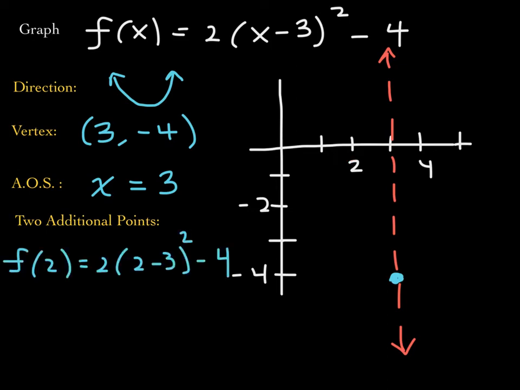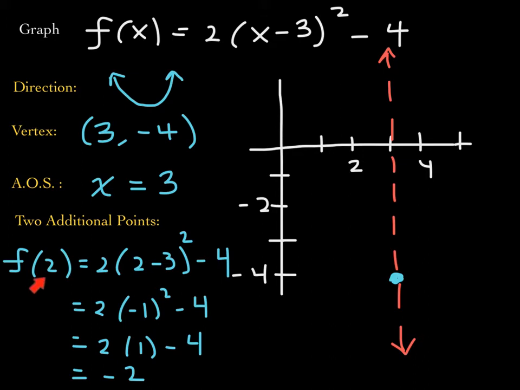All right, I'm plugging in 2 into my function here for x, and I'm going to evaluate. So then this becomes 2 times negative 1 squared minus 4. Please follow the order of operations, so be very careful. And then you get negative 2. 2 minus 4 is negative 2. So the ordered pair is (2, negative 2). Let me show you where that is. (2, negative 2) is about right there. So we already have the left branch of my parabola, right?